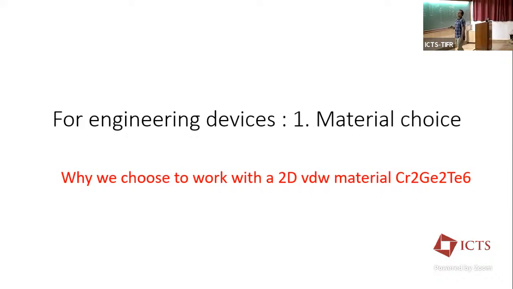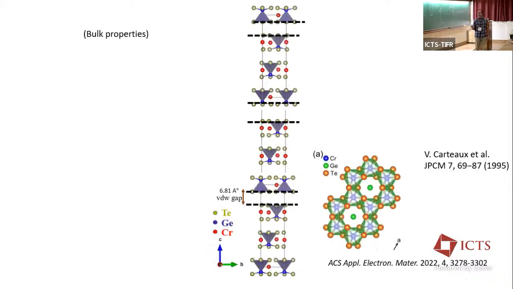So we were interested in these 2D van der Waals materials. One of the systems that I will present to you is this chromium germanium telluride system. It has chromium atoms surrounded by an octahedra of tellurium atoms, arranged in a honeycomb-like structure, in between which sit the germanium atoms, shown in green. The chromium atoms are shown in blue, and the tellurium atom octahedra around the chromium atoms are shown here in orange.